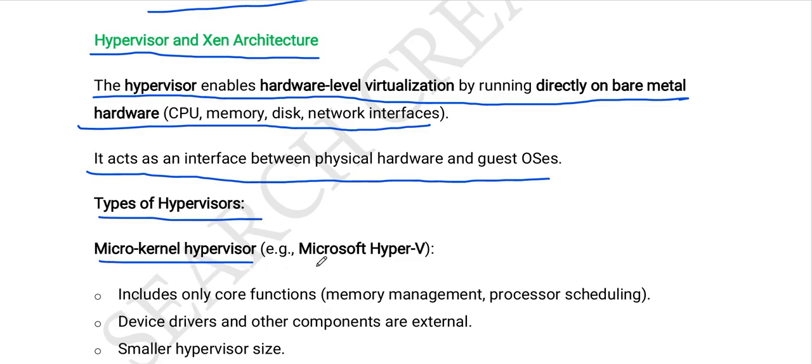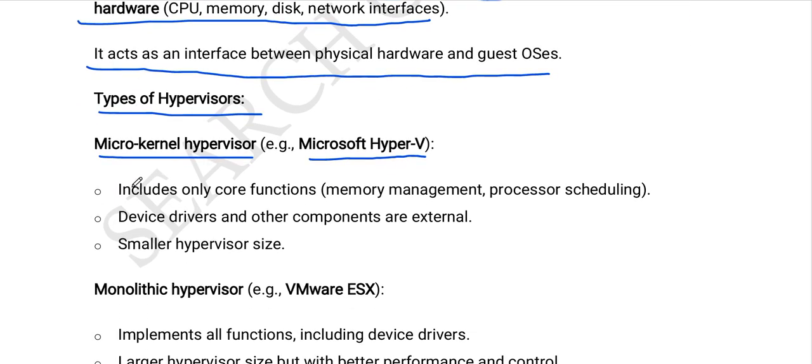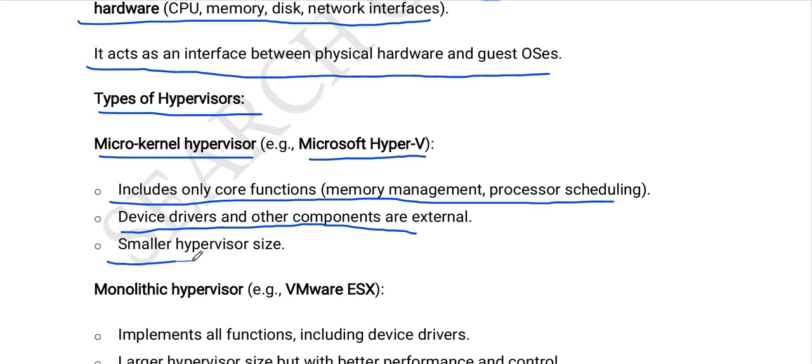Microkernel hypervisor, for example, Microsoft Hyper-V. It includes only core functions like memory management and processor scheduling. Device drivers and other components are external in the microkernel hypervisor, and it has a smaller hypervisor size.